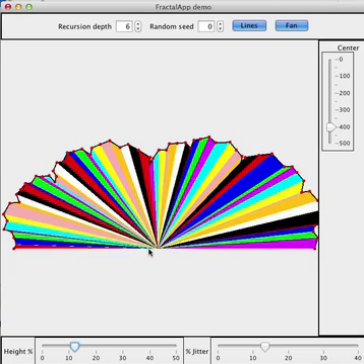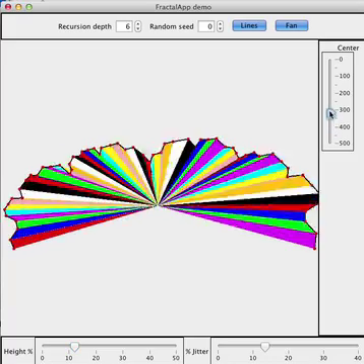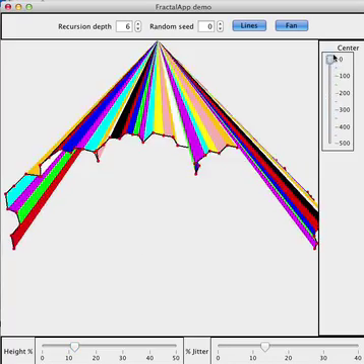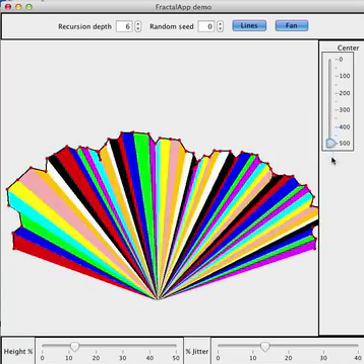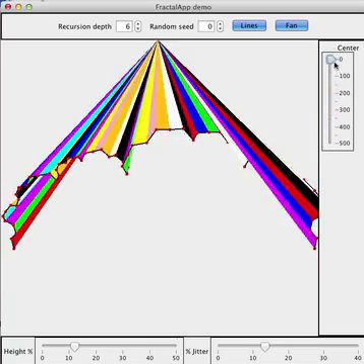The other thing that you can do is this central point. This slider moves that central point just to give some interesting behavior in what the shapes look like.